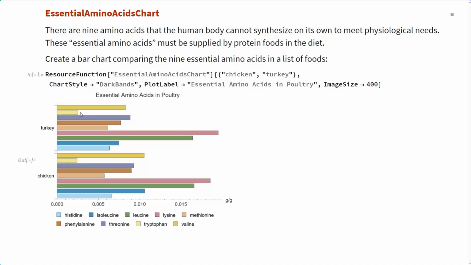Turkey always has the reputation of being the food with all the tryptophan that makes us sleepy after a holiday meal. But as you can see, interestingly enough, chicken is actually right up there with turkey in terms of tryptophan. So that's kind of an interesting side note on our essential amino acids there.